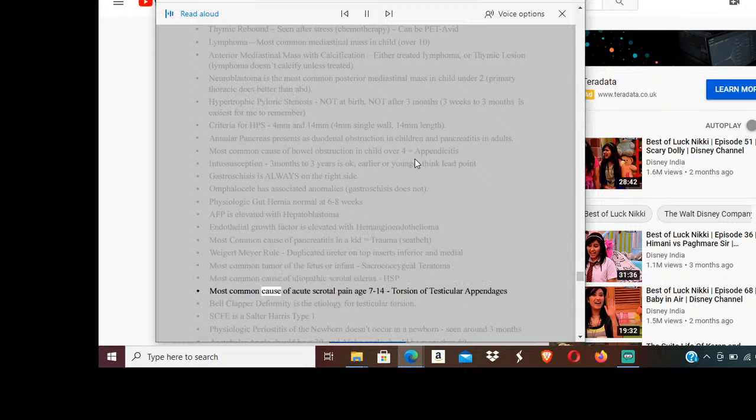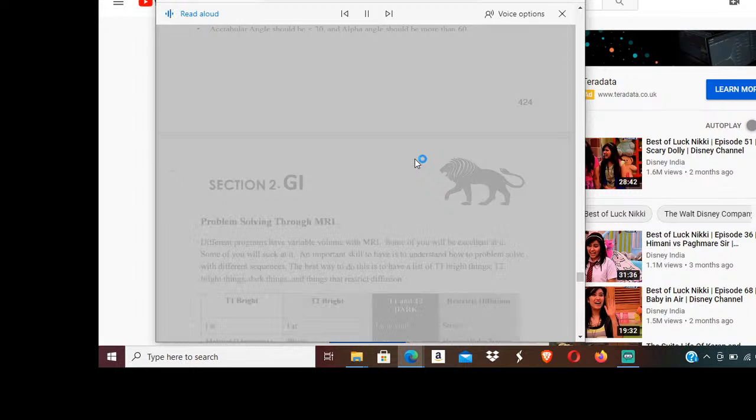Most common cause of idiopathic scrotal edema: HSP. Most common cause of acute scrotal pain at age 7 to 14: torsion of the testicular appendages. Bell clapper deformity is the etiology for testicular torsion. SCFE is a Salter-Harris type 1. Physiologic periosteitis of the newborn doesn't occur in a newborn, seen around 3 months. Acetabular angle should be 30, and alpha angle should be more than 60. 424.